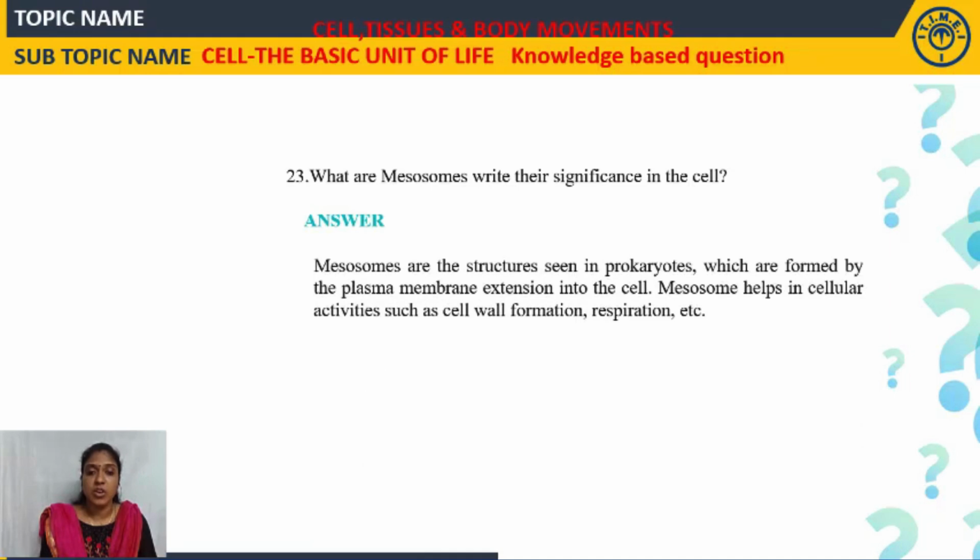Mesosomes are structures seen in prokaryotes which are formed by plasma membrane extensions into the cell. Mesosomes help in cellular activities such as cell wall formation and respiration. Okay.